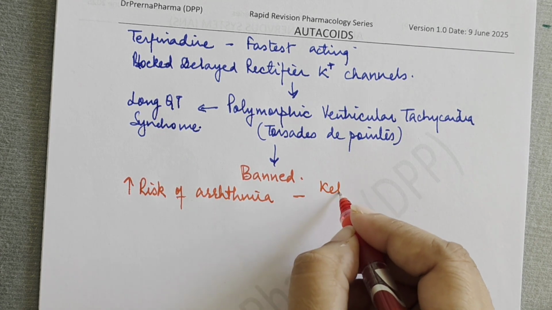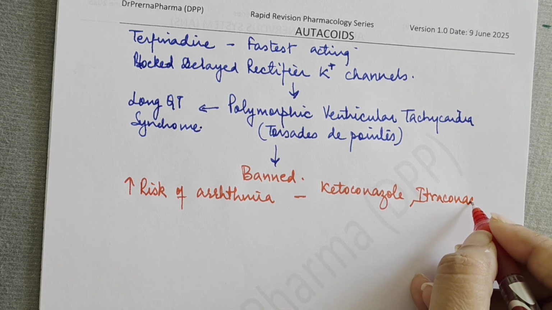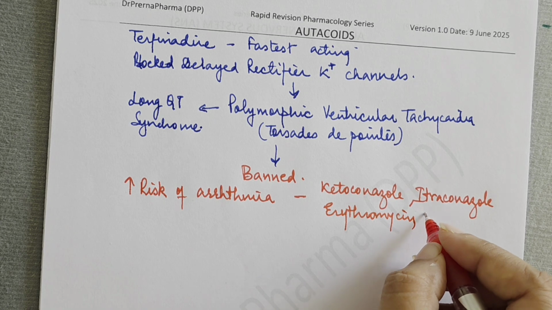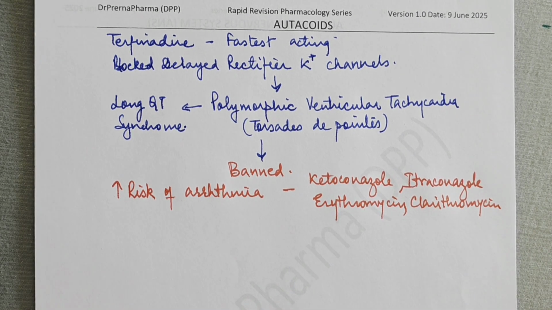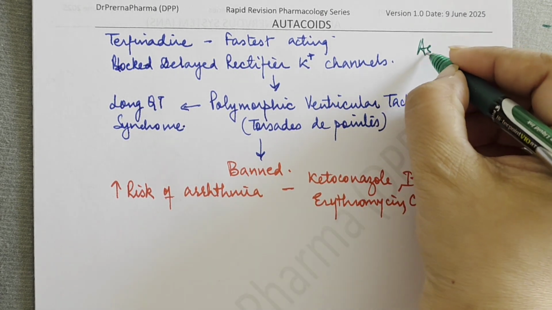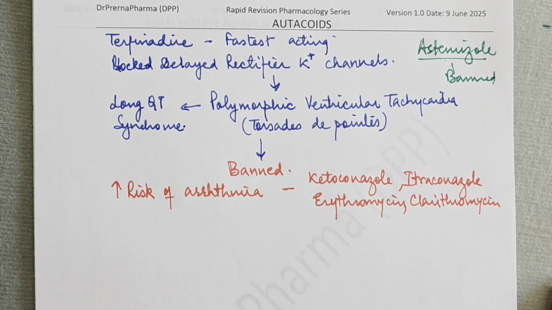And this increased risk of arrhythmia is seen with which drugs? Ketoconazole and itraconazole and erythromycin and clarithromycin. So terfenadine causes this reaction, long QT syndrome, and there's an increased risk of arrhythmia when it is given with these drugs. So with these drugs it cannot be given, or rather it is not to be given at all, terfenadine is banned now. There's another drug, astemizole, which also has the same action, right? So astemizole and terfenadine are now banned because of this property.